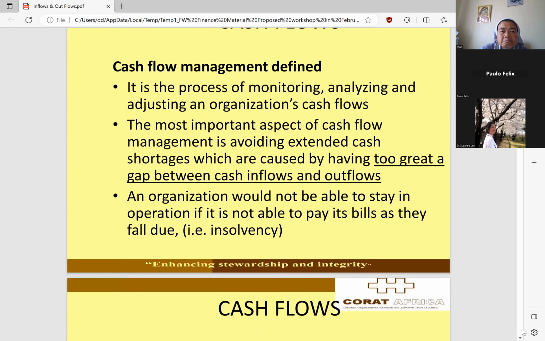Cash flow management is defined as the process of monitoring, analyzing and adjusting an organization's cash flow. The most important aspect of cash flow management is avoiding extended cash shortages, which are caused by a gap between cash inflows and outflows. An organization would not be able to stay in operation if it is not able to pay its bills as they fall due.